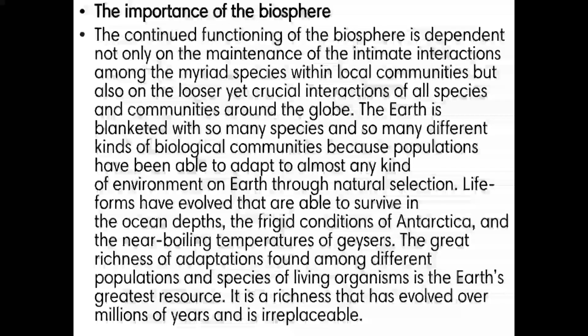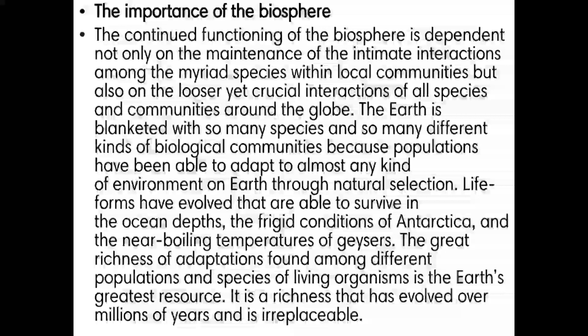The importance of the biosphere. The continued functioning of the biosphere is dependent not only on the maintenance of the intimate interactions among the myriad species within the local communities, but also on the looser yet crucial interaction of all species and communities around the globe. The Earth is blanketed with so many species and so many different kinds of biological communities because populations have been able to adapt to almost any kind of environment on Earth through natural selection.